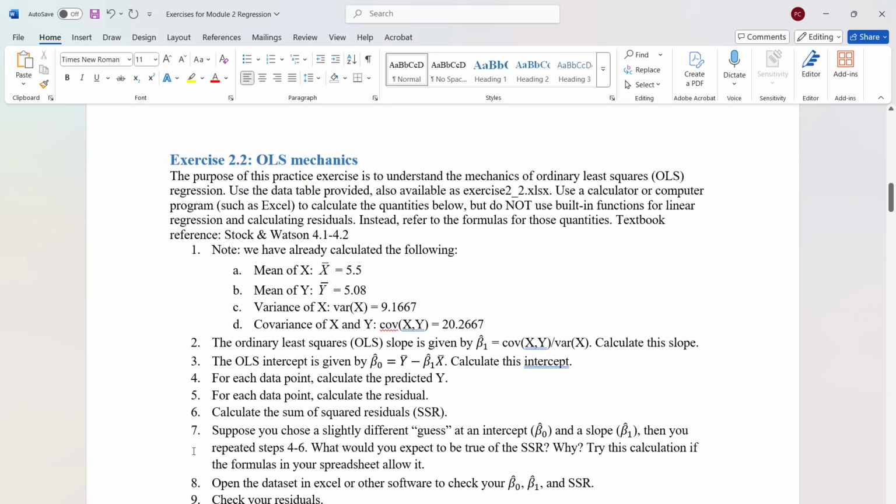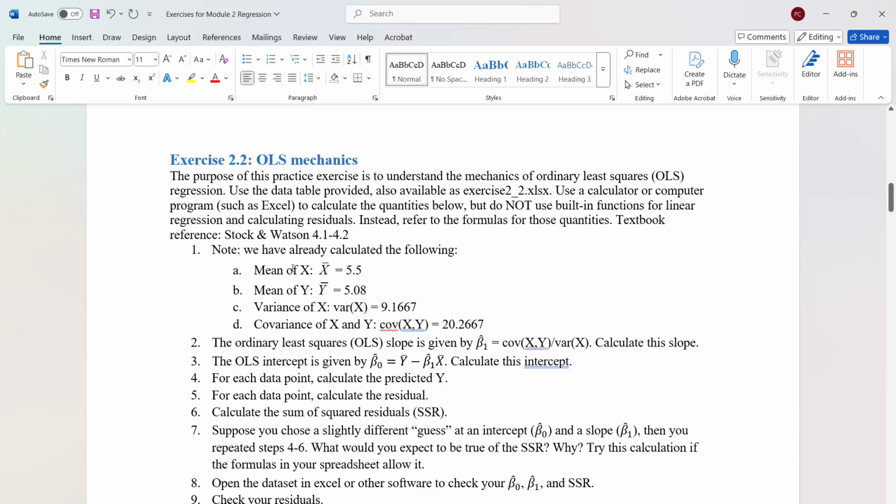Okay, exercise 2.2, OLS mechanics. The purpose of this practice exercise is to understand the mechanics of ordinary least squares, which is basically, here we're talking about the arithmetic that goes into it. So use the data table provided, also available as an Excel file. Use a calculator or computer program to calculate the quantities, but do not use built-in functions for linear regression and calculating residuals. So we can come up with the line on our own, okay? Instead, refer to formulas for those quantities. Textbook reference, once again, Stock and Watson, we're following here, chapter 4.